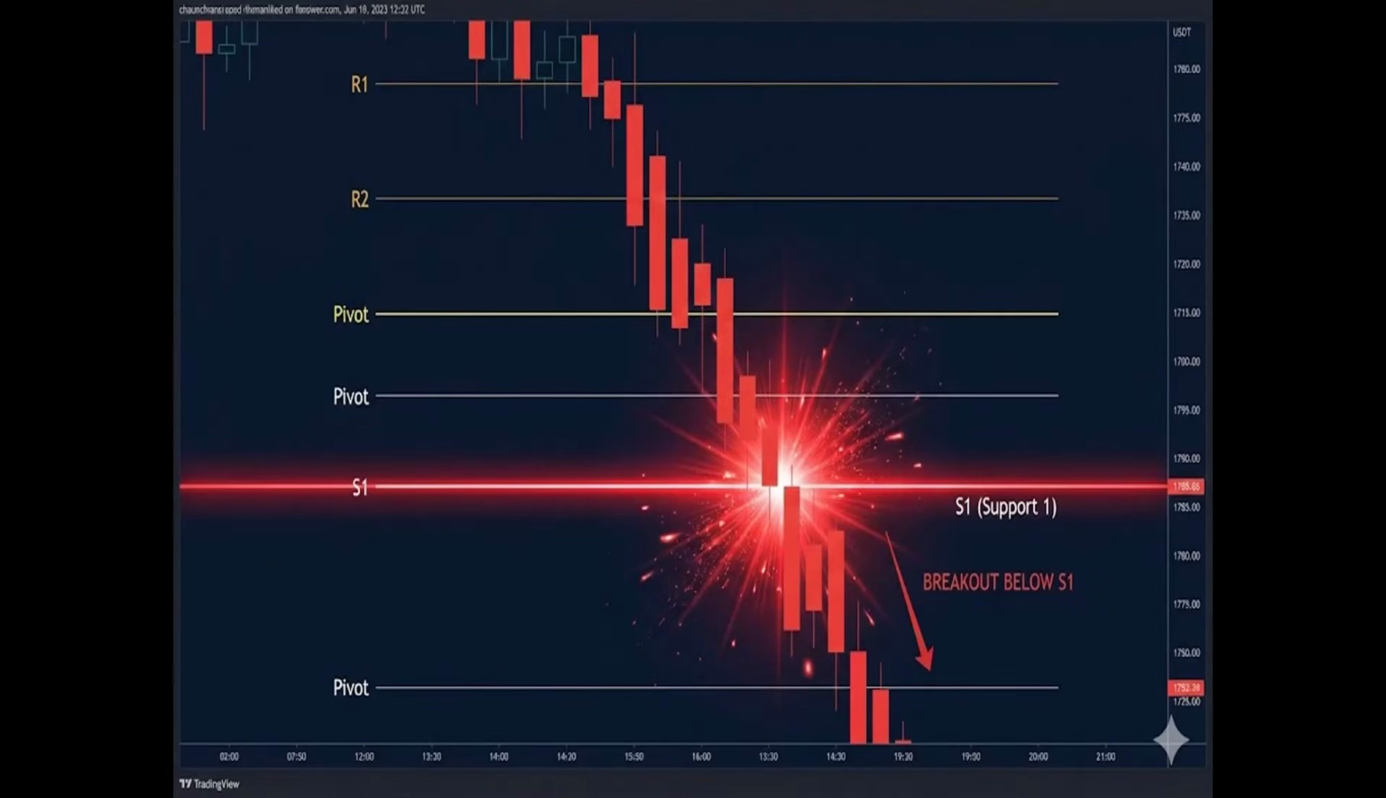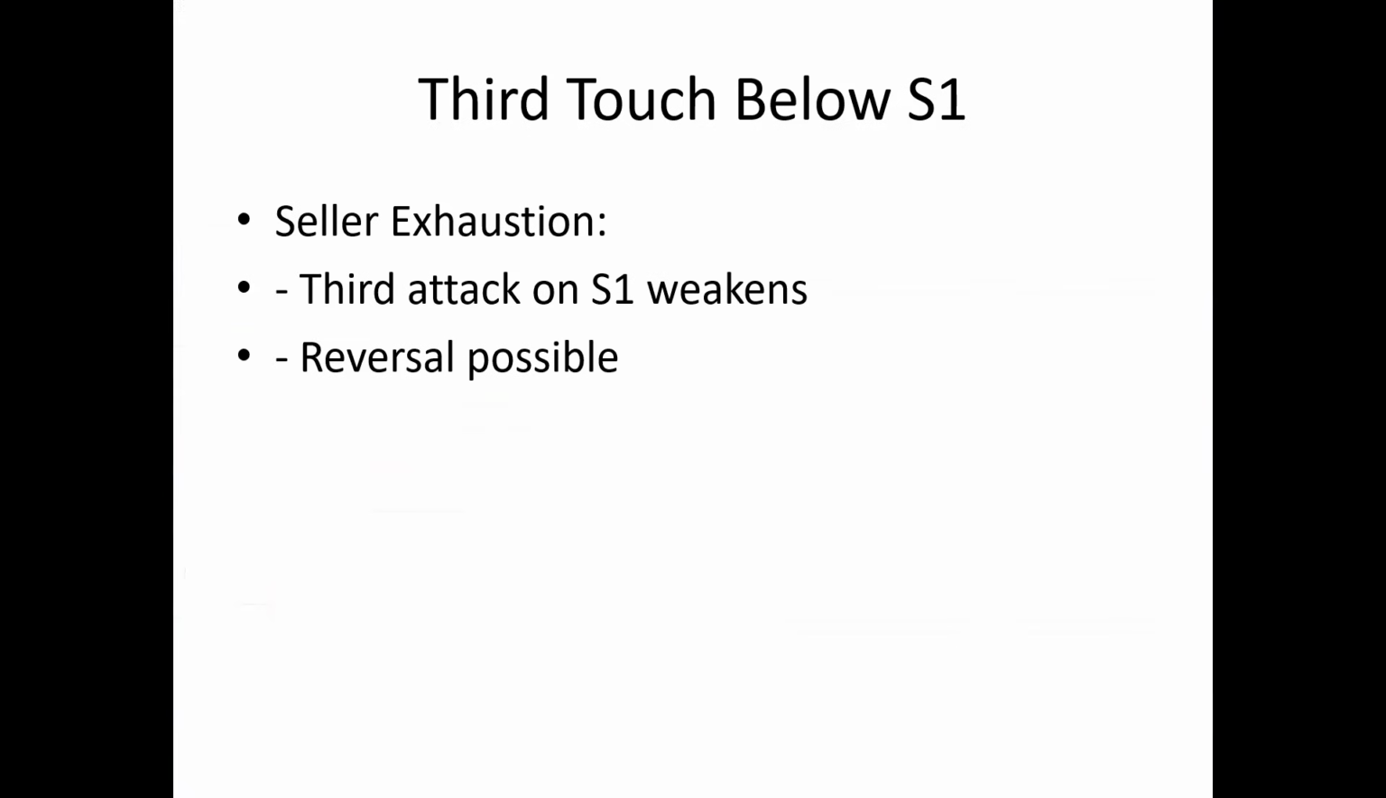On the 5-minute chart, it is showing exhaustion. If you are an intraday trader, I mean, smaller time frame, you need to observe. For an intraday trader, smaller time frame. And if you are a positional trader, you need to observe on the higher time frame like daily and everything. Third touch below S1 is like what the third touch above R1 is.